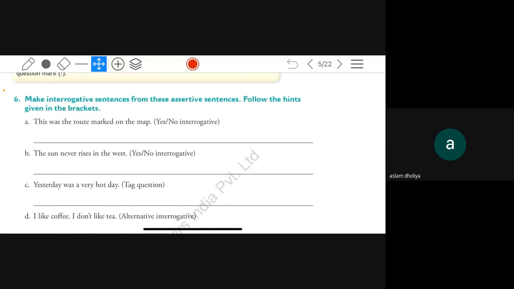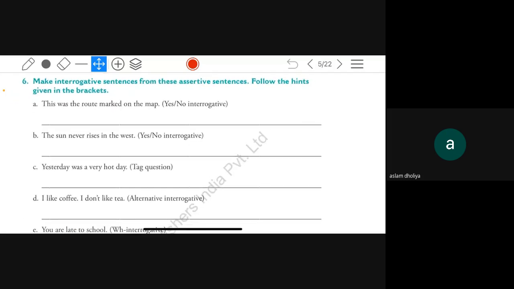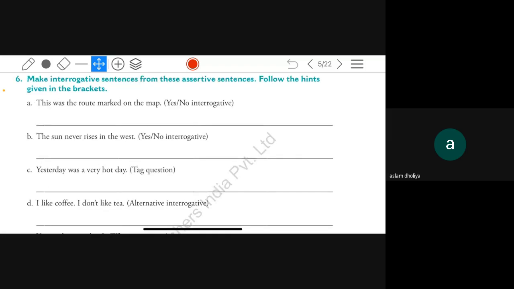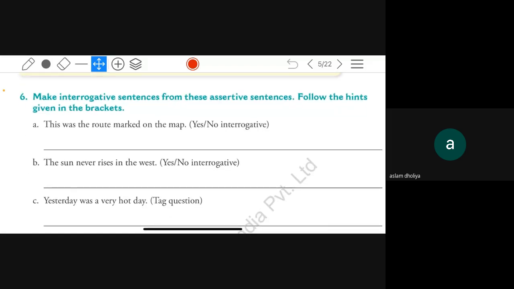Tell me the answers for this. Come on now. Number 6. Make interrogative sentences from assertive ones. Exercise 6 of your textbook. This was the route marked on the map. Change it to a yes or no question. Was this the route marked on the map?